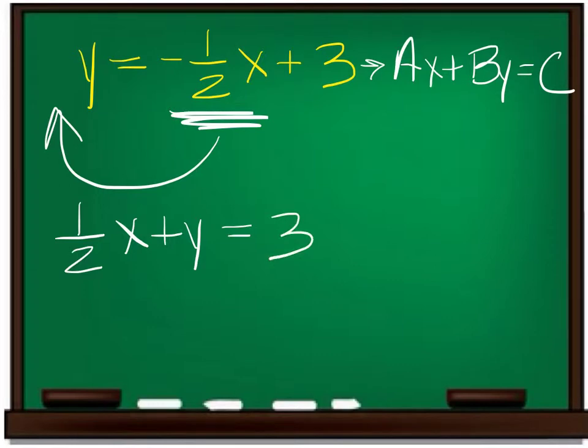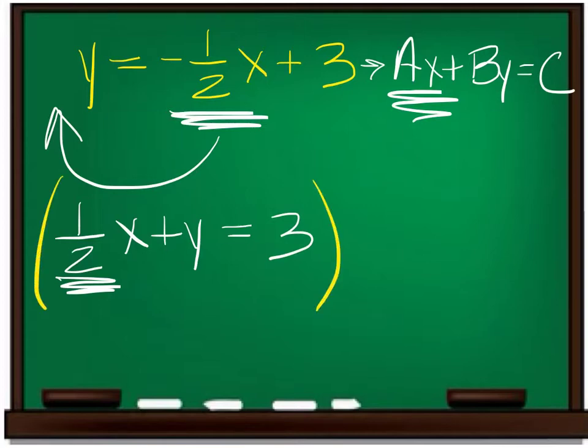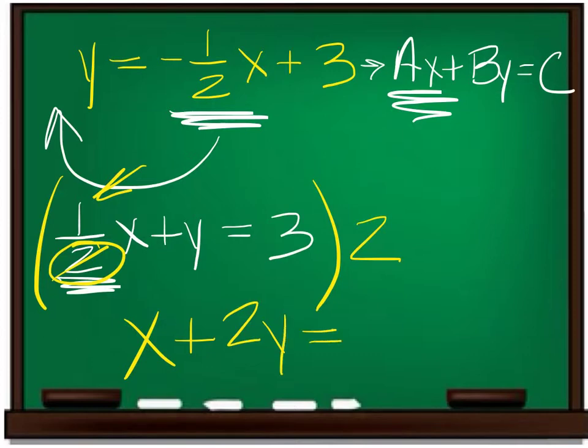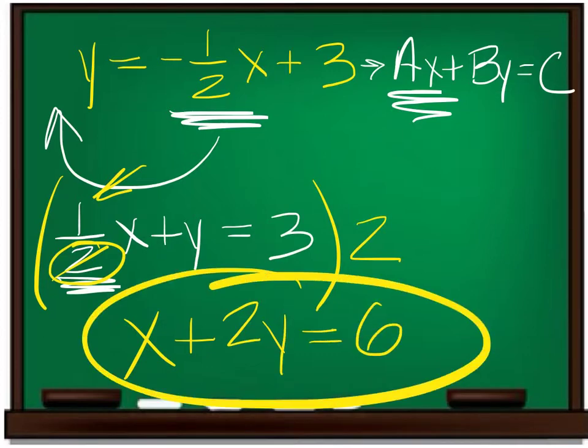Now the a term, which is right here, is positive. So there's no need to change the sign of everything, but you cannot have a fraction in the standard form. To get rid of the fraction, you multiply everything by the denominator of the fraction. By doing so, you cancel out that denominator, and you're left with the number on top, 1x, which is simply x. And then 2 times y is 2y, and 2 times 3 is 6.